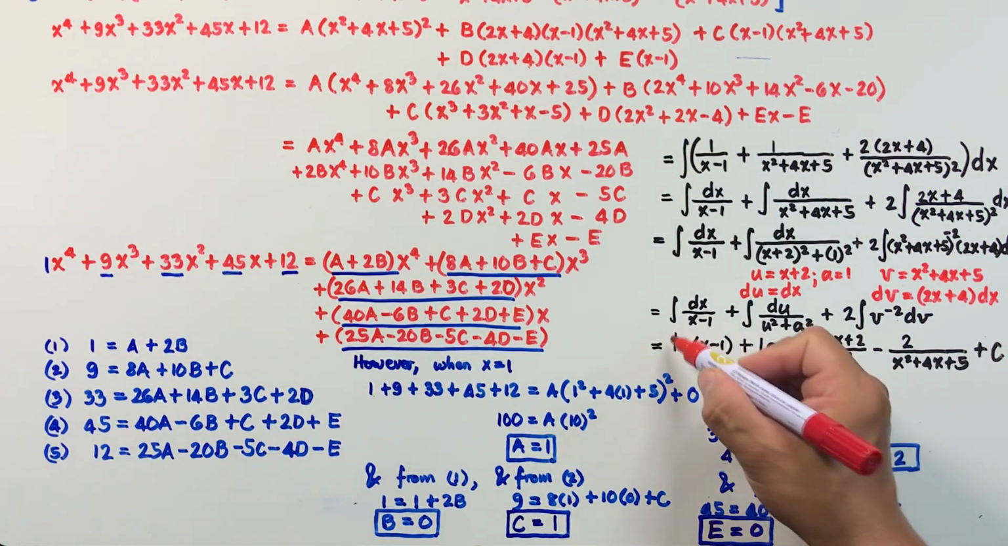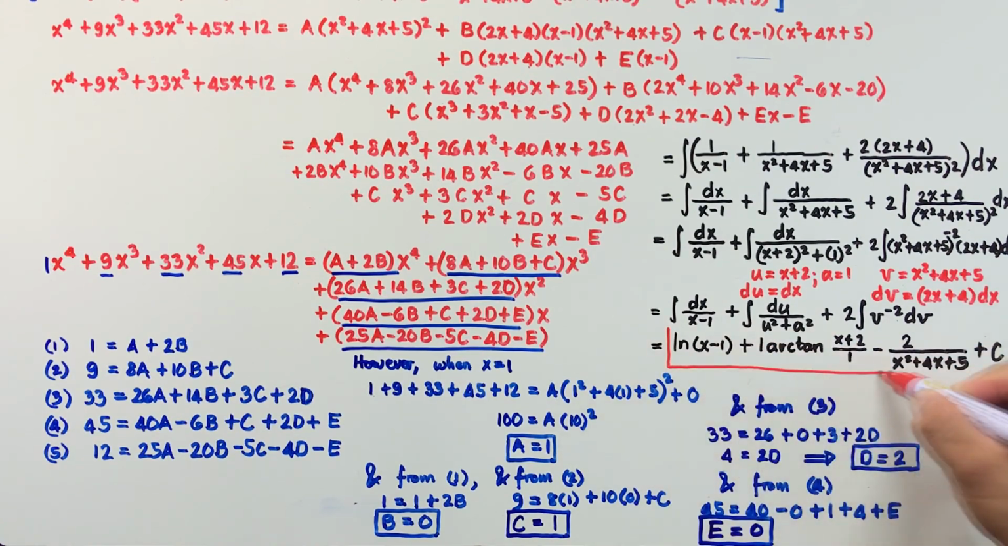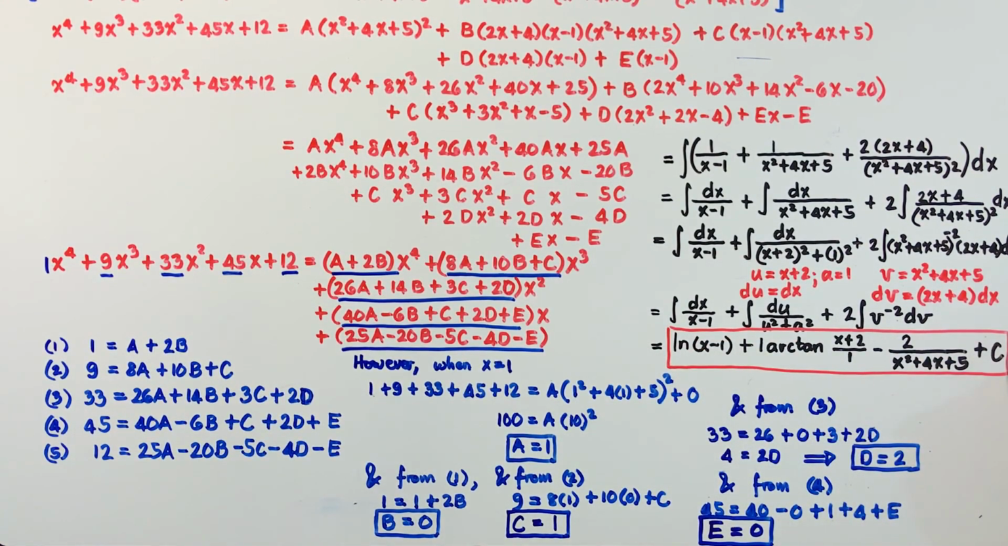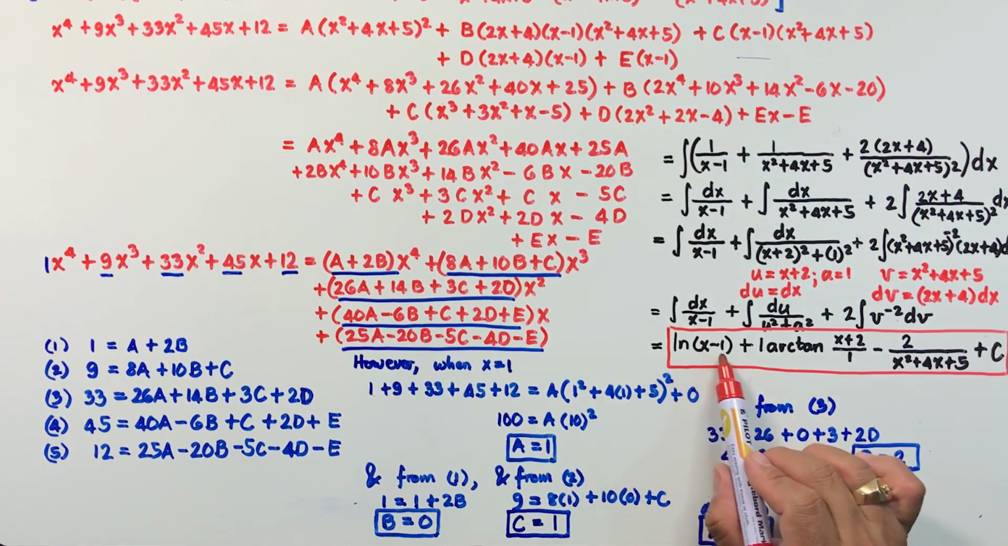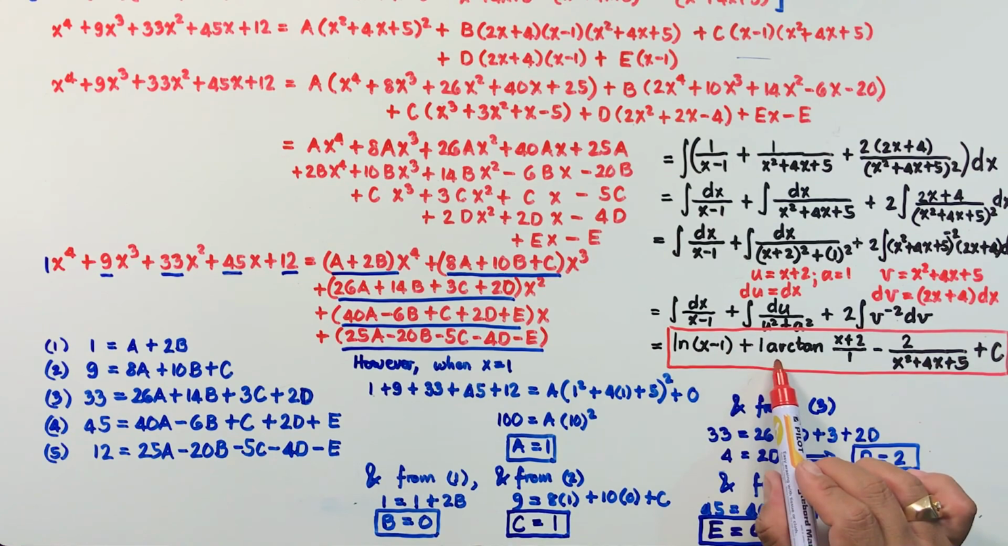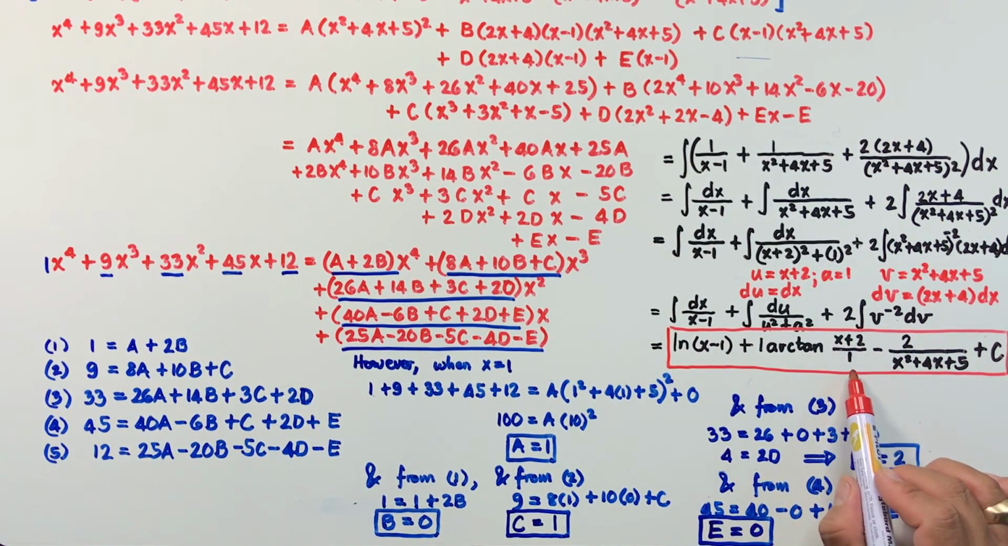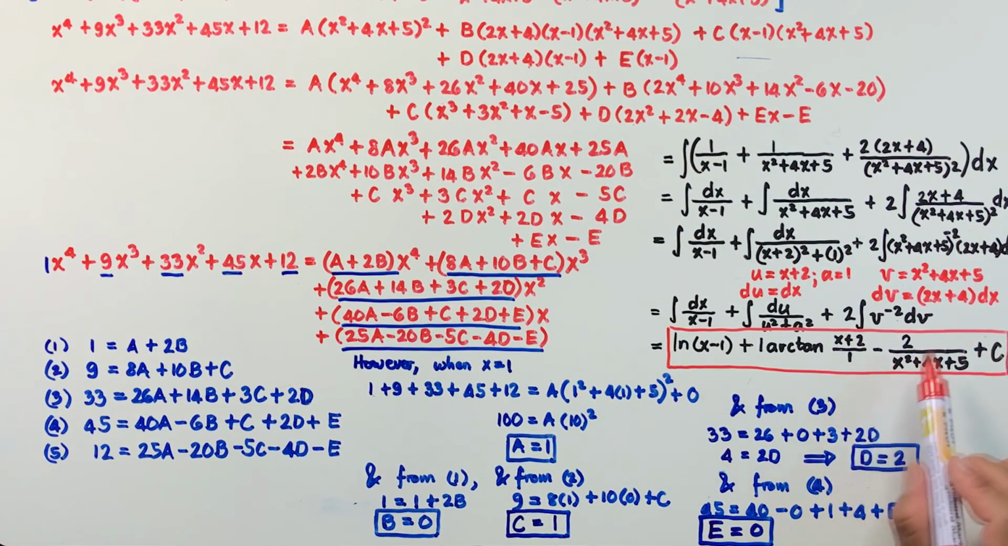So therefore, this is our answer for this example in case number 4. So the answer is the natural log of x minus 1 plus the arctangent of x plus 2 over 1, which is x plus 2, minus 2 over x squared plus 4x plus 5. And this will be added to the constant of integration c. And that's it.